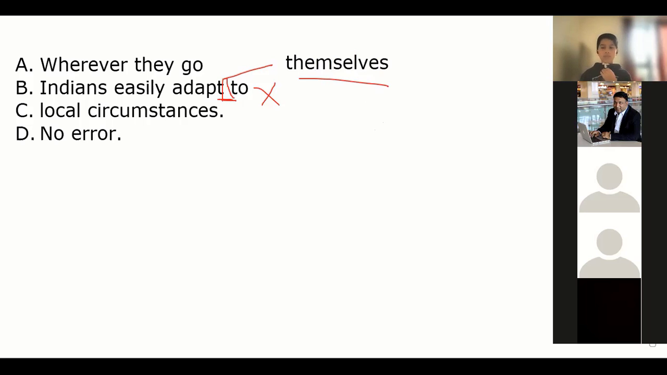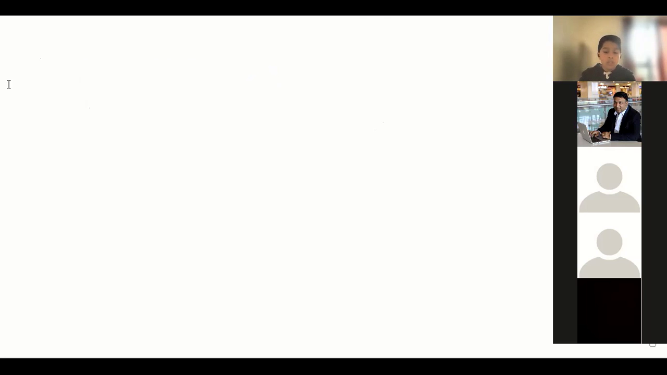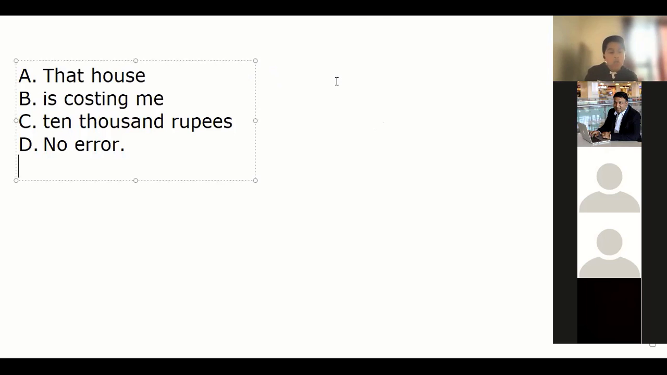Okay, let me try this time a little easy one maybe. Thank you, sir. This time a little easy. That house is costing me 10,000 rupees. And you know, guys, this looks okay. Generally, if you don't know very right English, you'll say, oh, that house is costing me 10,000 rupees. Looks like no problem. But there is a problem. So there is error.